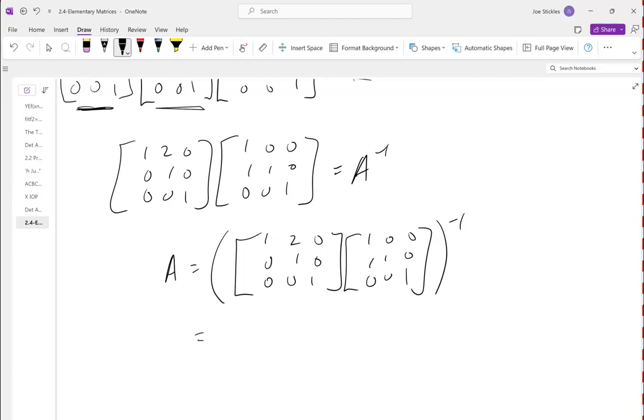You put on your socks, you put on your shoes. How do you undo that? You flip them and take the inverse of each and flip them, right? So this will be the second one's inverse times the first one's inverse. So now we need to figure out what the inverse of an elementary matrix is. Sounds hard, but it's not too bad.